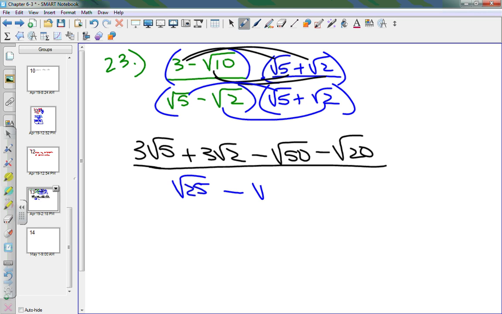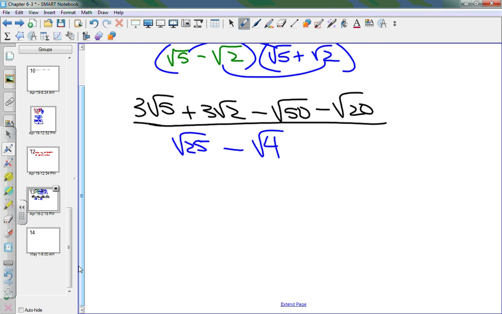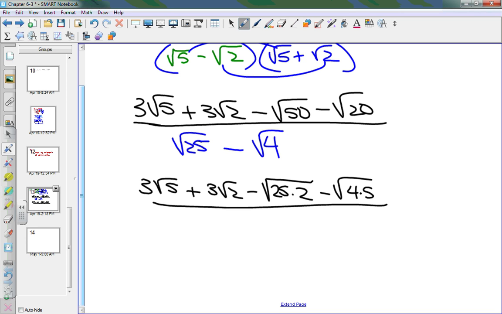So from left to right, can I do anything with 3 square roots of 5? No. 3 square roots of 2, can I do anything with it? No. Square root of 50, can I do something with it? Yes, what's that going to be? 25 times 2. How about the square root of 20? 5 and 4. What is the square root of 25? What is the square root of 4?